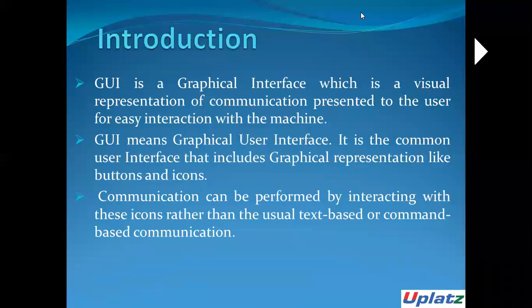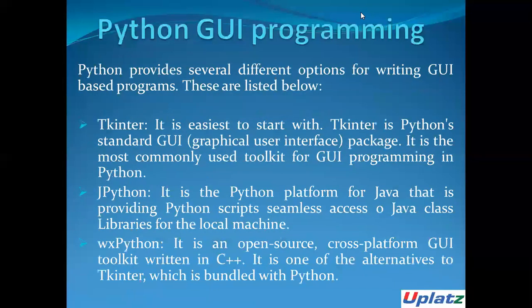Python provides some GUI options, the GUI libraries. Okay, so you can see here, I have given a very short list of the libraries provided by Python for GUI programming. Not only these, there are a few more libraries that can be used for GUI programming using Python. The first one is tkinter. The tkinter is the easiest to start with. That's why we are starting with tkinter.